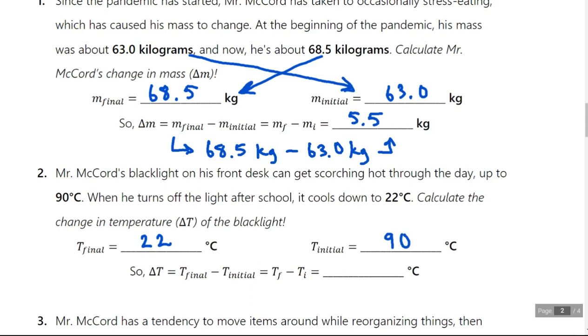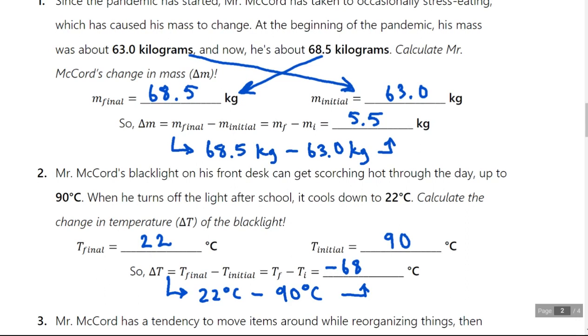Okay, so if I wanted to calculate the change in temperature, my final minus initial would be 22 degrees Celsius minus 90 degrees Celsius. Which again, with a good calculator or some good mental math, should come out to be about 68 degrees Celsius. But more specifically, since we're subtracting by a bigger number, it's going to be negative 68 degrees Celsius.